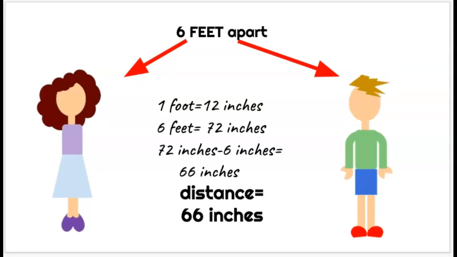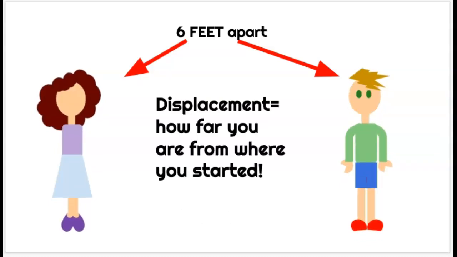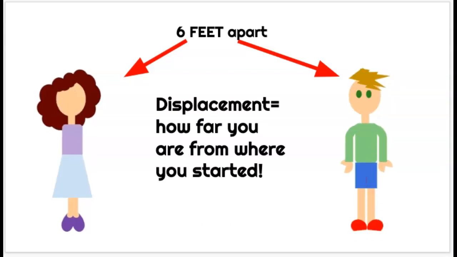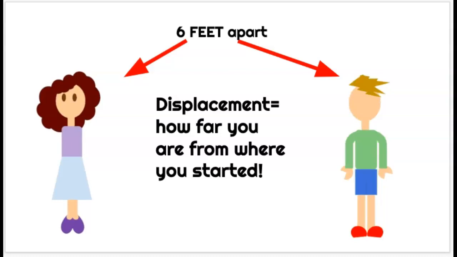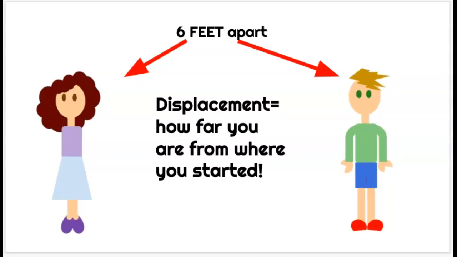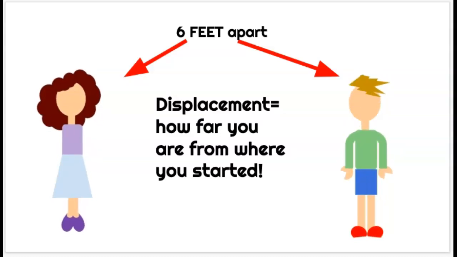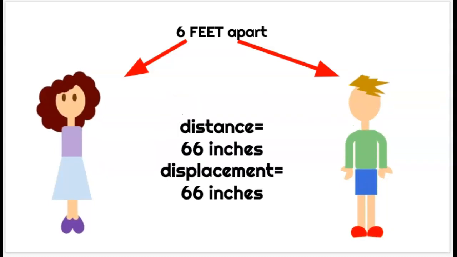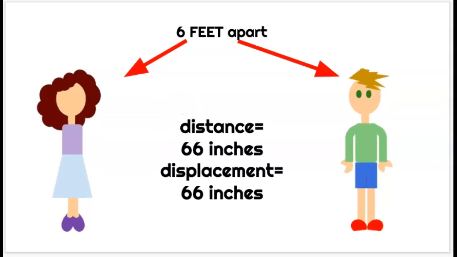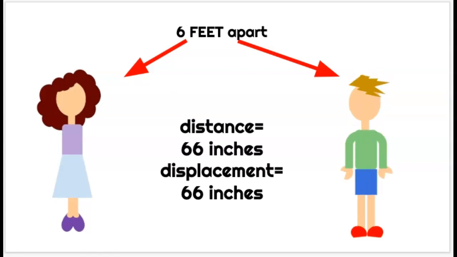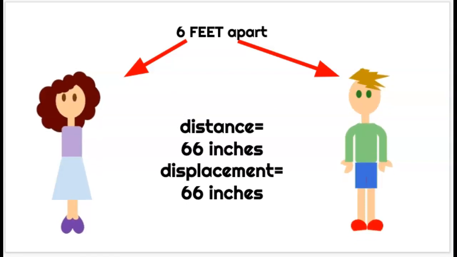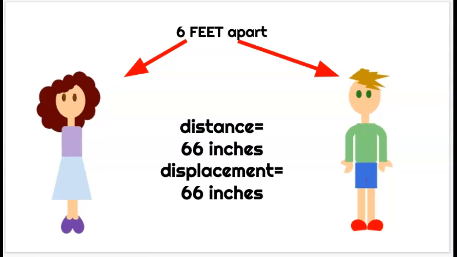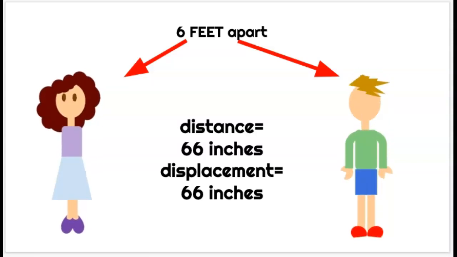Now here's a new word, displacement. Displacement is how far you are from where you began, okay? So how far you are from where you started. Now we started being 6 inches apart in our little picture, okay? And our distance was 66 inches apart. We moved that far apart. And our displacement is also 66 inches. We moved 66 inches from where we started.